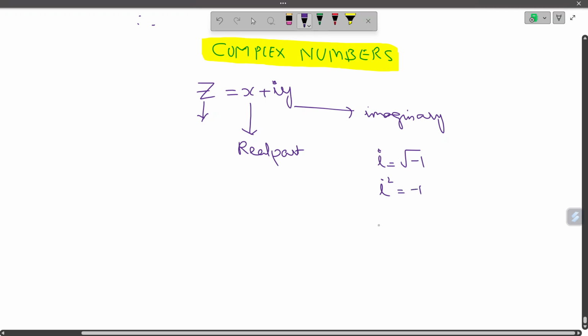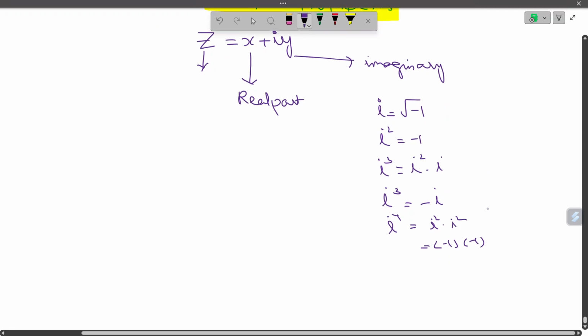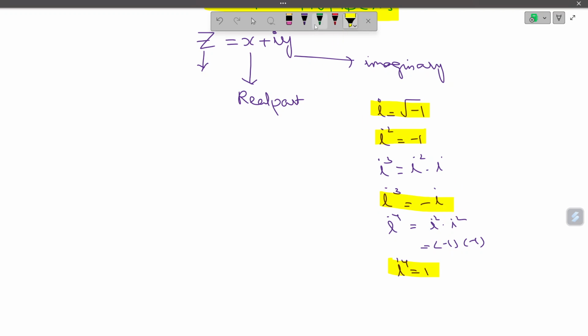i square is minus 1. i cube is equal to i square into i, that is, i square is minus 1, therefore i cube is minus i. i to the power of 4 equals i square into i square, which is minus 1 into minus 1, which is plus 1. So i to the power of 4 equals 1. These are the things we have to remember: i square is minus 1, i cube is minus i, and i to the power of 4 is 1. It is called a complex number.